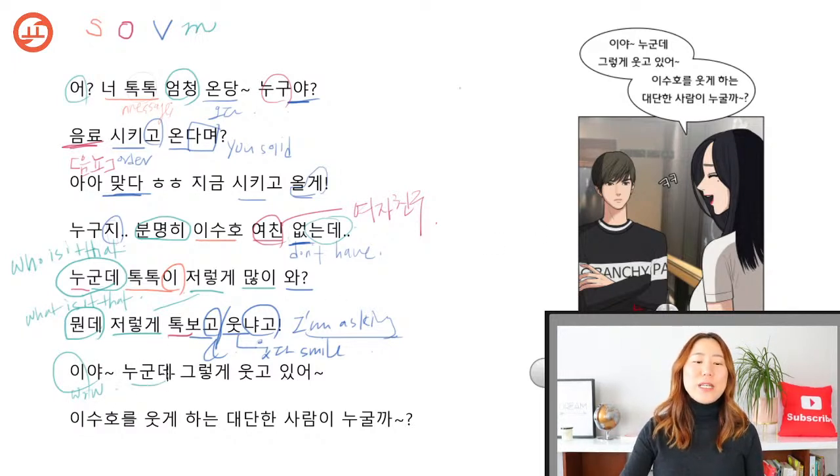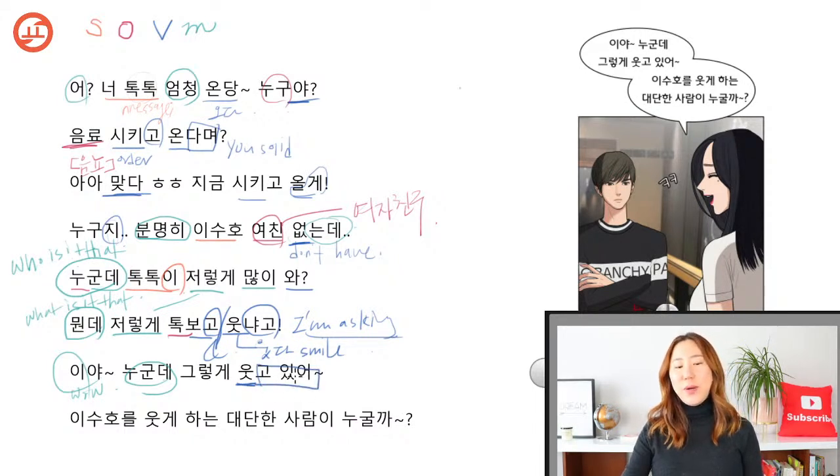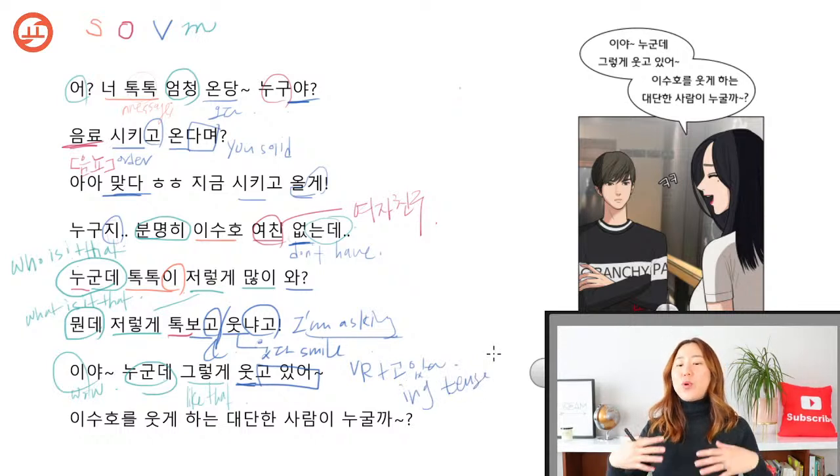누군데? Who is it that? The same. Who is it that? 그렇게 웃고 있어? You are smiling like that, right? Smile. 고 있어. This is what? This is like that. Okay. 고 있어. Have you ever seen this grammar before? I have a video in my channel. Verb root plus 고 있다. This is ing tense. Present progressive tense. Okay, why are you smiling like that?